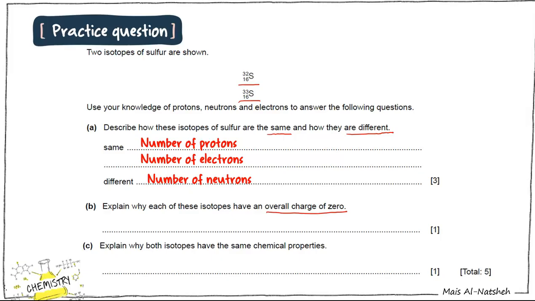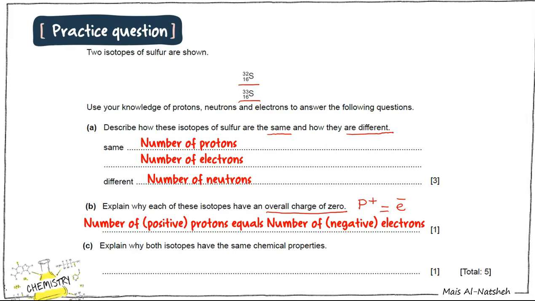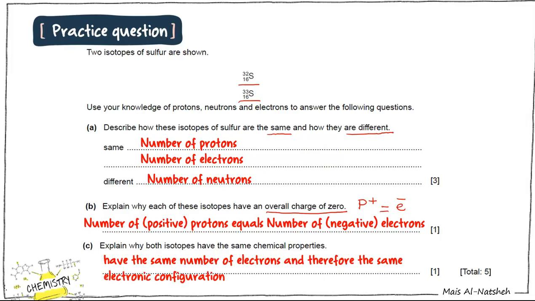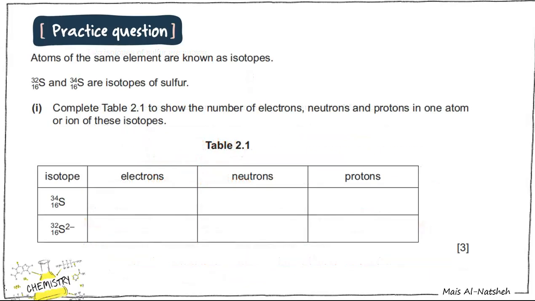Explain why each of these isotopes has an overall charge of 0. Now, these isotopes are atoms. In atoms, the number of positive protons equals the number of negative electrons. So the overall charge is 0 because the positives cancel the negatives. Explain why both isotopes have the same chemical properties: because they have the same number of electrons and therefore the same electronic configuration.